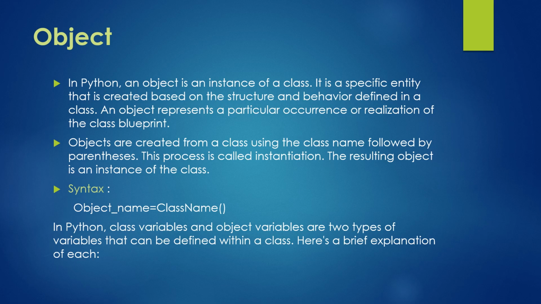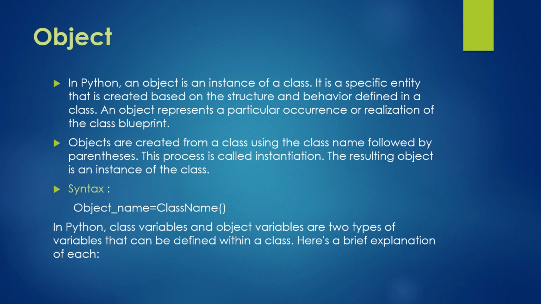Let's see what an object is here. In Python, an object is an instance of a class. It is a specific entity that is created based on the structure and behavior defined in a class. An object represents a particular occurrence or realization of the class blueprint. In another way, we can say that an object is a real entity of a class. Objects are created from a class using the class name followed by parentheses. This process is called instantiation. The resulting object is an instance of a class. The syntax is object name equals class name parentheses.